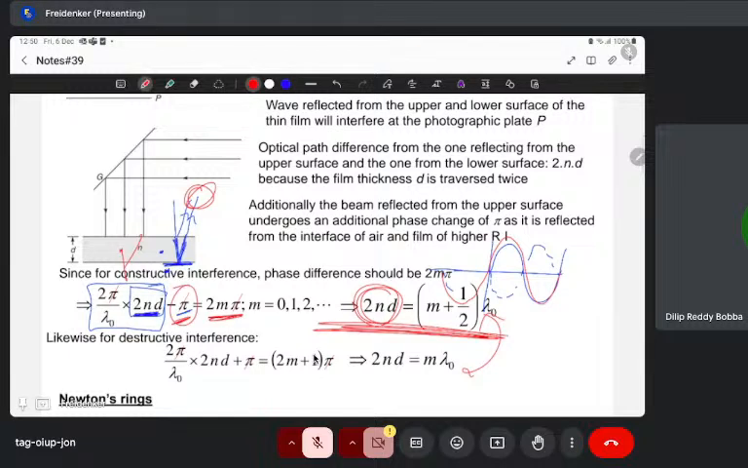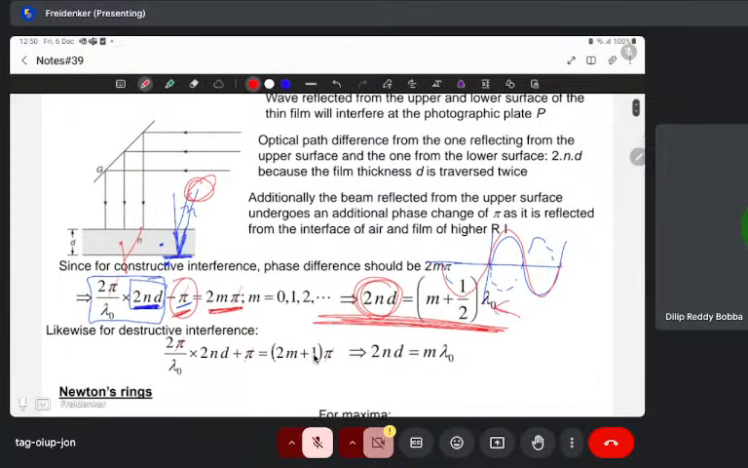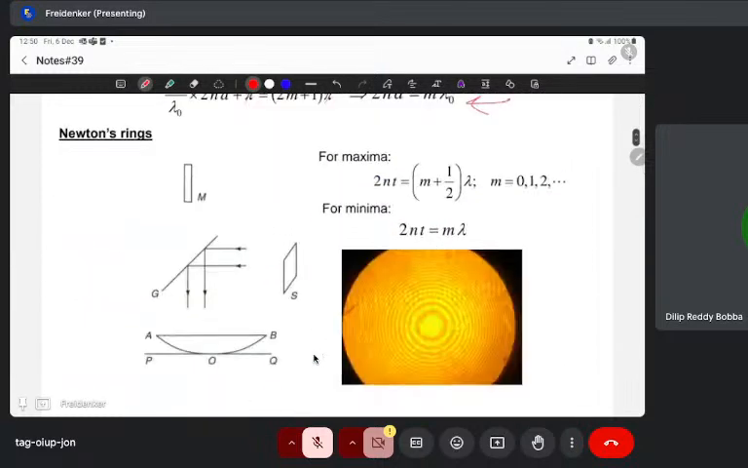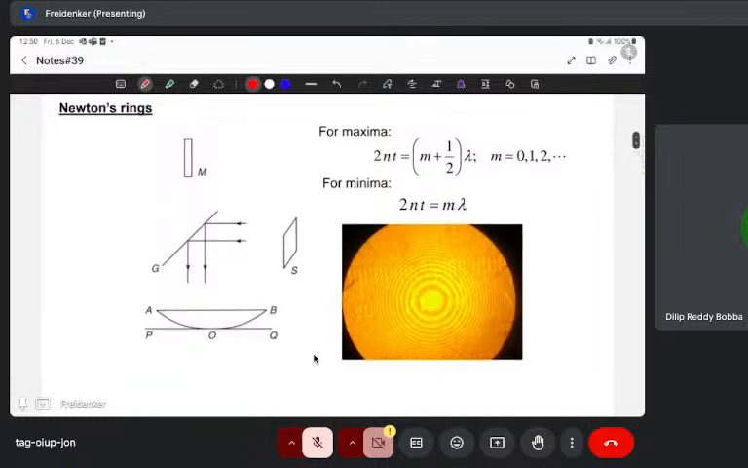If this pi change was not there, then you would have found n lambda here and n plus 1 by 2 lambda here. But the roles got exchanged in this case. So careful. Now this is there for constructive interference. This is there for destructive interference. Fine. Newton's rings. That's why for maxima you have this.